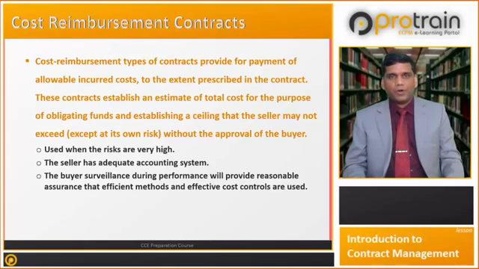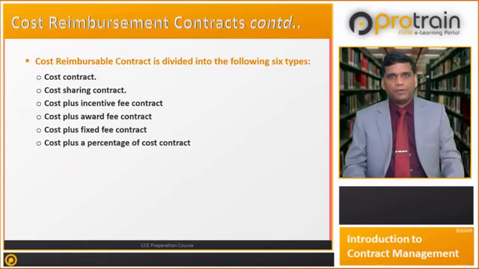Cost reimbursement contracts are used when the risks are very high, the seller has an adequate accounting system, and the buyer's surveillance during performance will provide reasonable assurance that efficient methods and effective cost controls are used. Let us see what the cost reimbursable type contracts are.